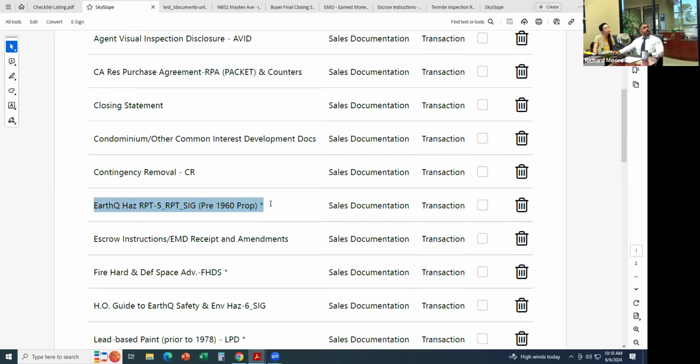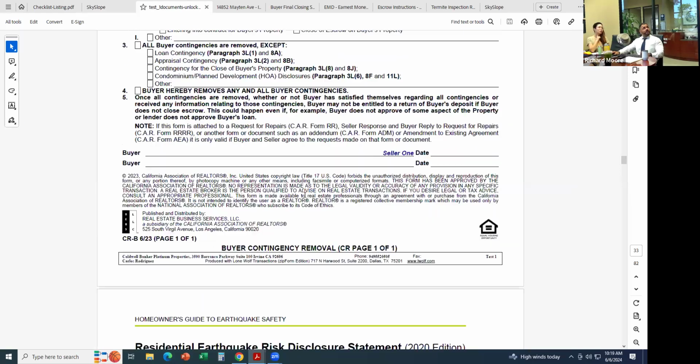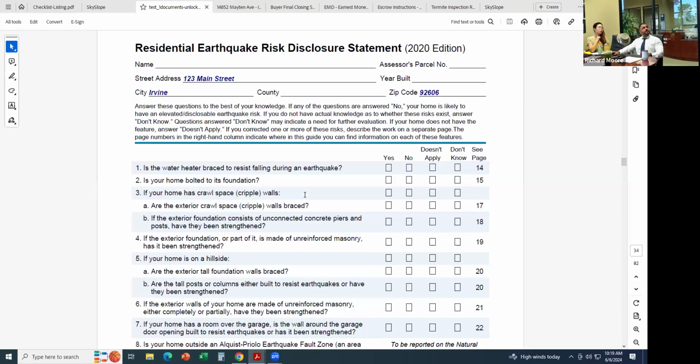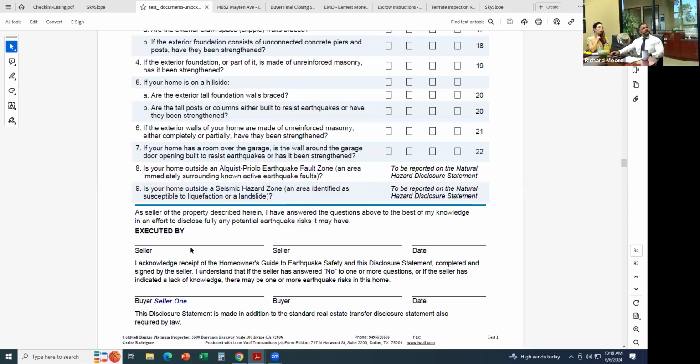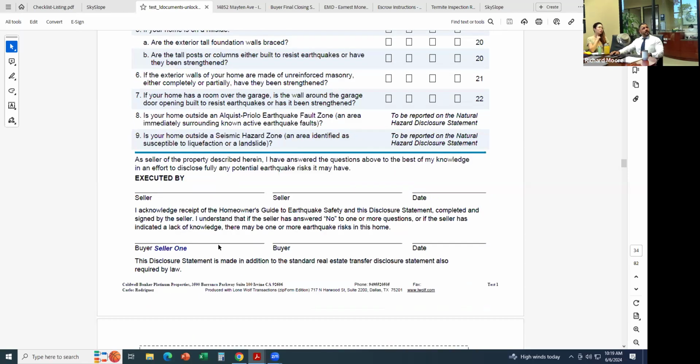Earthquake hazard report, this one is if applicable, see that asterisk there? And here is the little note to let you know if it's applicable. If the property was built prior to 1960, then it's required. Otherwise, it's not. So let's see what that form looks like. Do I have it in here? Yes, here it is. They just answer a few yes or no questions. And the seller signs it and the buyer signs it.